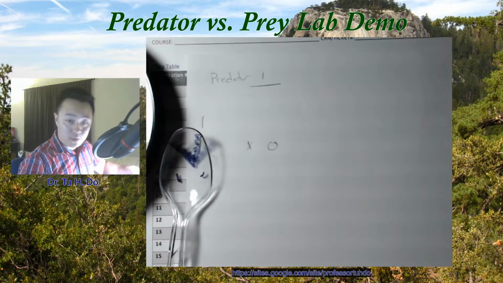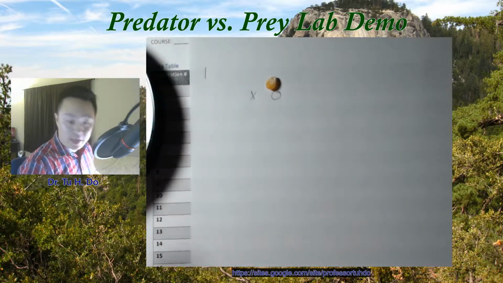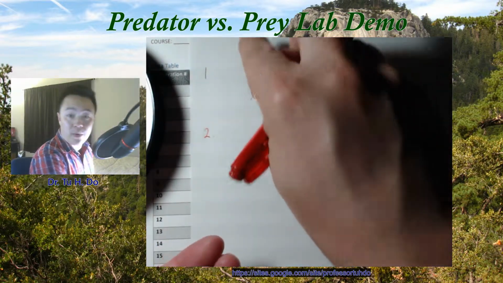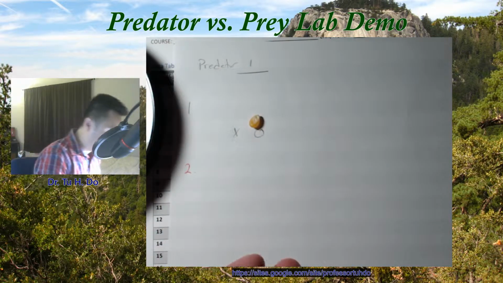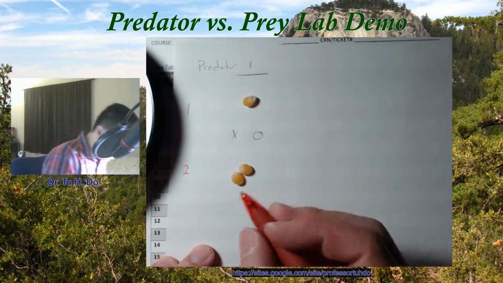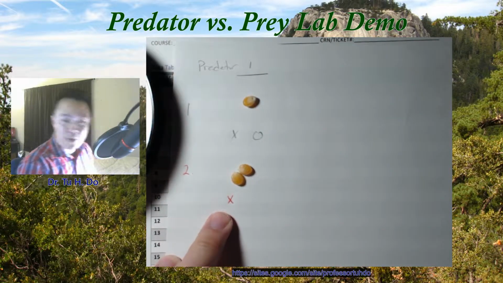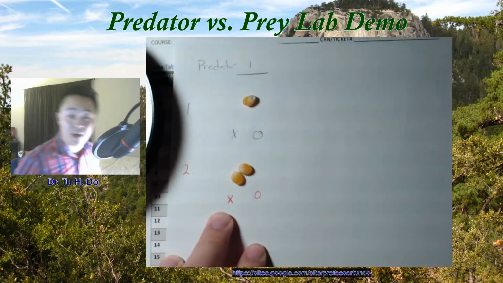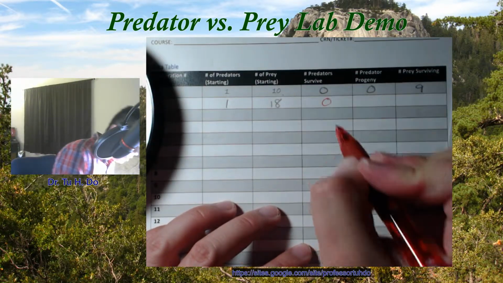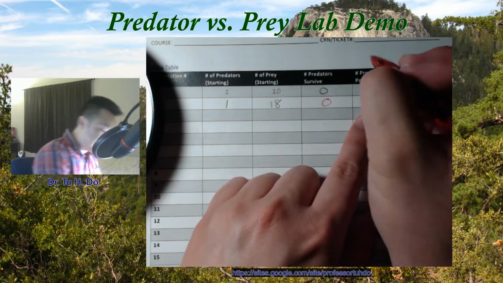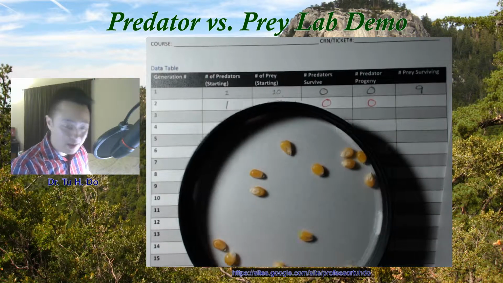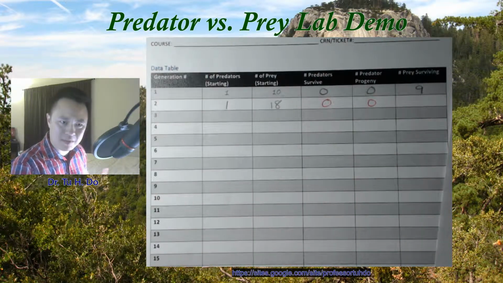Let's go back here to our chart. Now I'm going into my second generation, second run, and that 1 predator caught only 2. So mama predator doesn't survive and doesn't produce any offspring. Set that aside. No predators survive, and the number of progeny is none. How many do I have left? I had 18 to start with, and 2 got captured, so now I have 16 left.